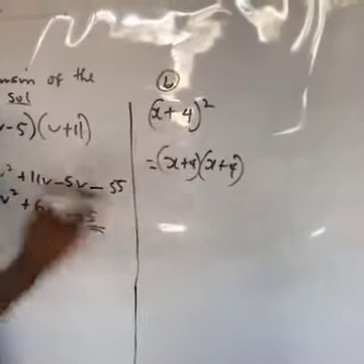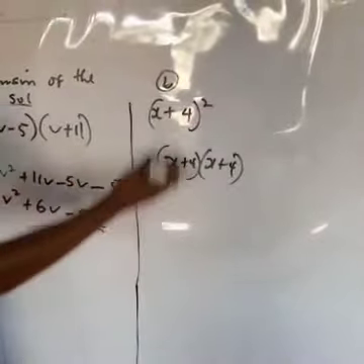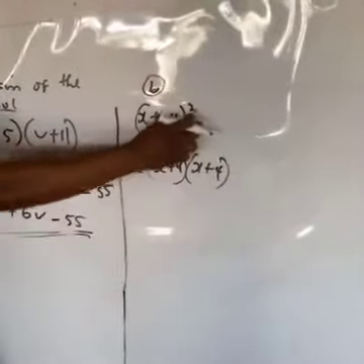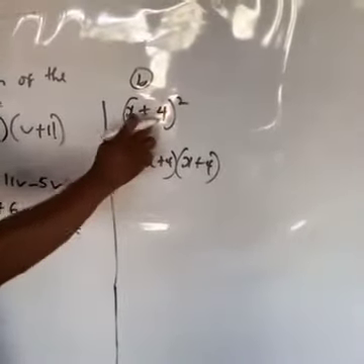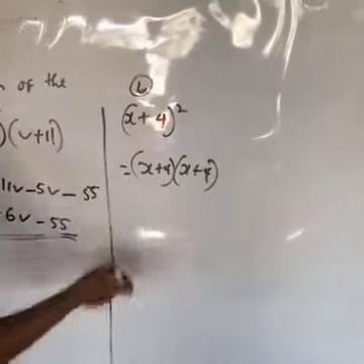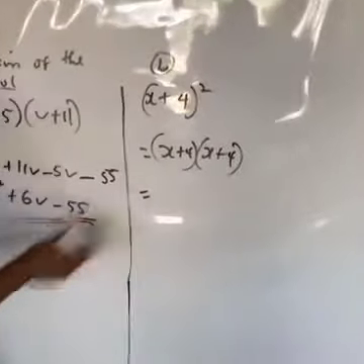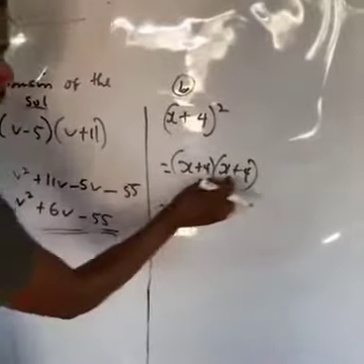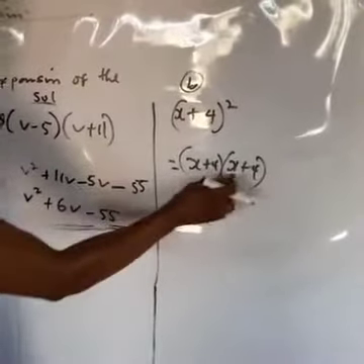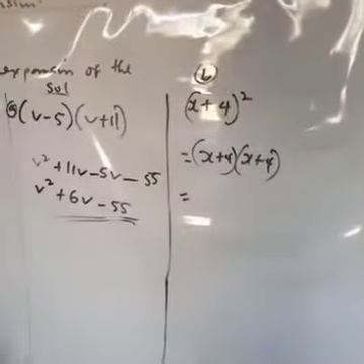Expansion of this, just write it, because it's square. If it is 3, then assume we have power of 3, this one would have been written thrice. So since it is x plus 4, we are writing it twice. So let's go. Like what we did there, we are going to repeat the same process here. We multiply this by this, this by this, and this with this. Then we add or subtract.